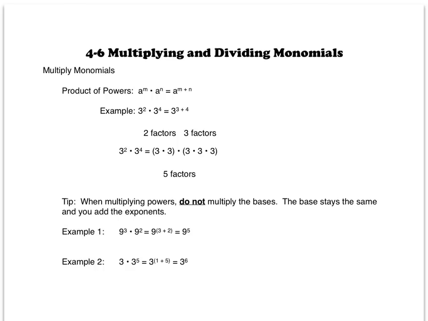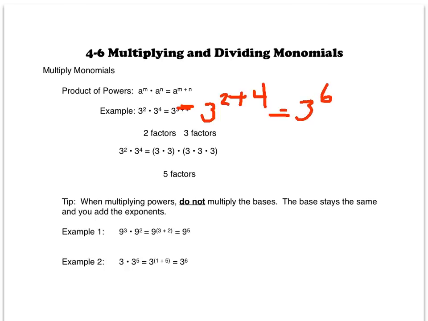If you recall from section 4.2 what the base and the exponent is, it will make this very simple, because when multiplying powers, we do not multiply the bases. The base stays the same, and we add the exponents. So in our example, 3 to the second power times 3 to the fourth power equals 3 to the second plus fourth power equals 3 to the sixth power.